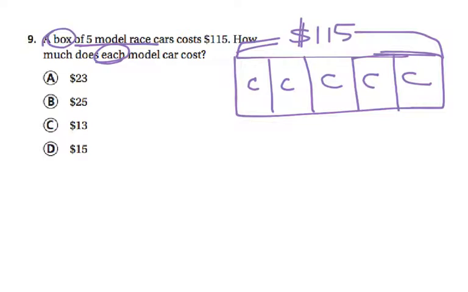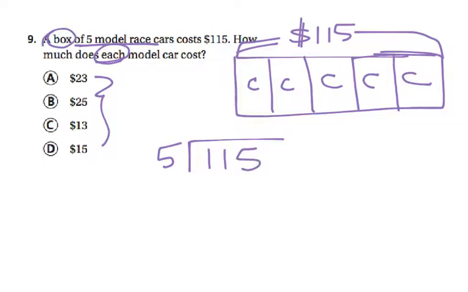Well, each car is not going to cost $115. You get 5 for $115. So what would I do in this problem? Well, I even noticed that my answer choices are going down. So there's 2 ways that I can go down, either subtraction or division. And I'm going to use repeated subtraction or division. So I'm going to divide and see how many times 5 goes into 115.